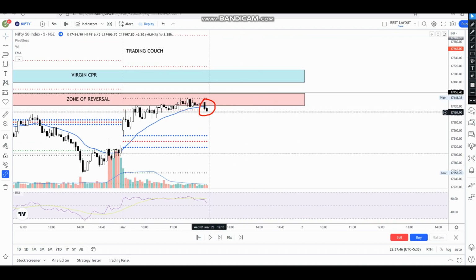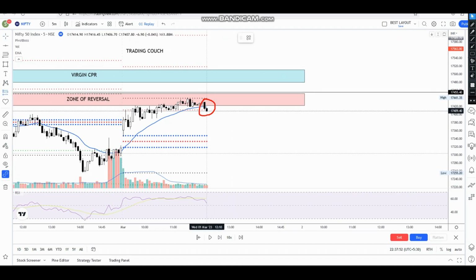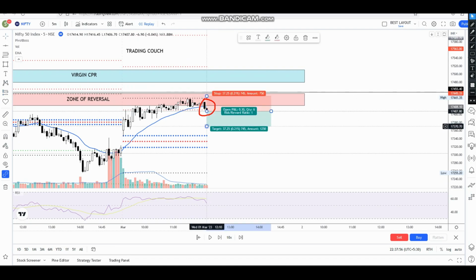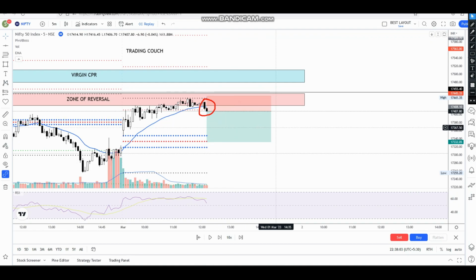Now that we have got a closing, this can act as a probable entry. So here I think we can take one short position with a stop loss above the previous day high and the target being the CPR, which perfectly fits for us with the 1:2 ratio.